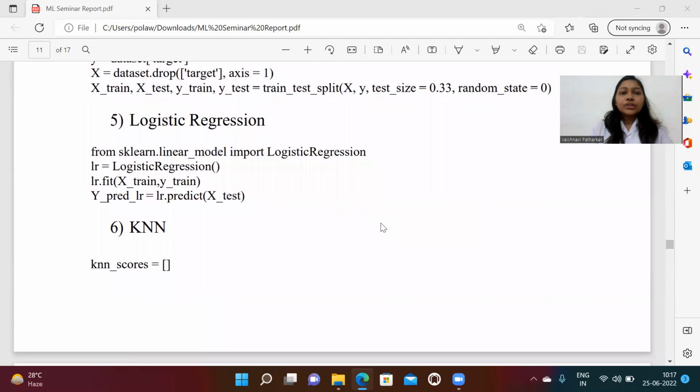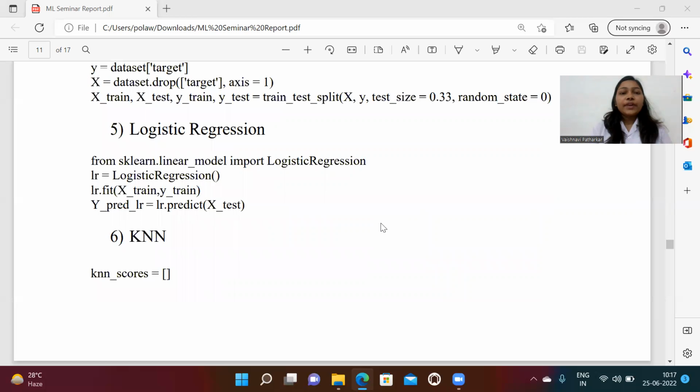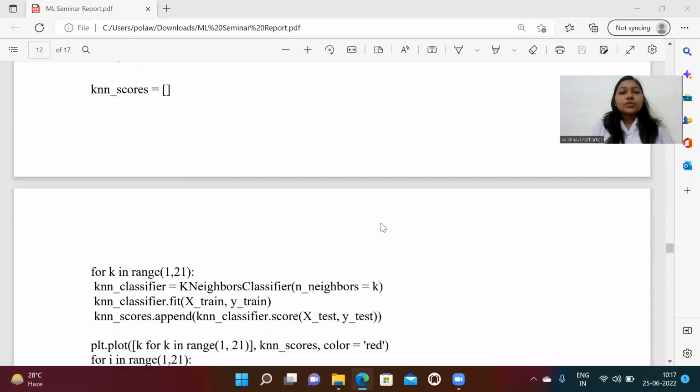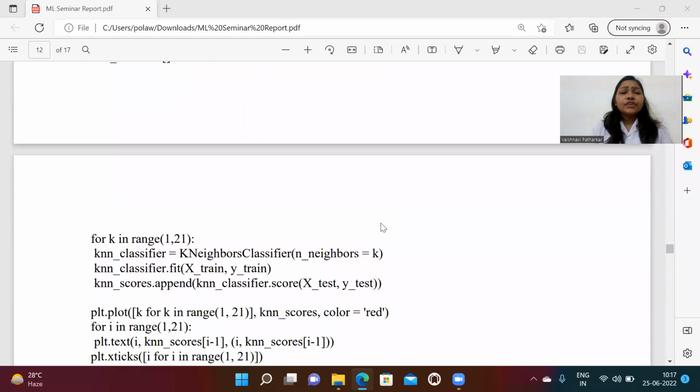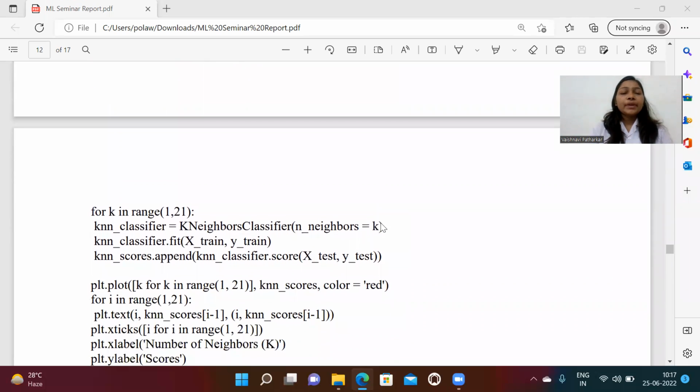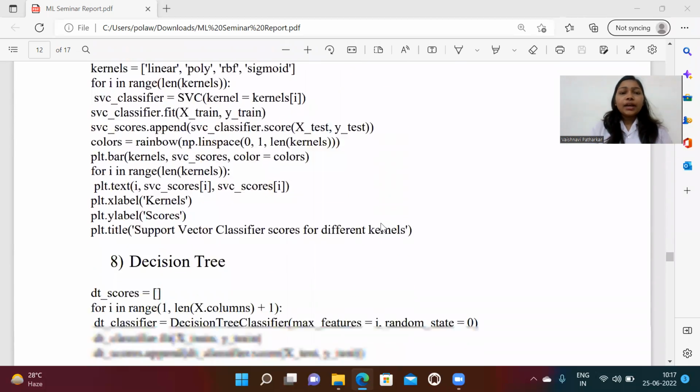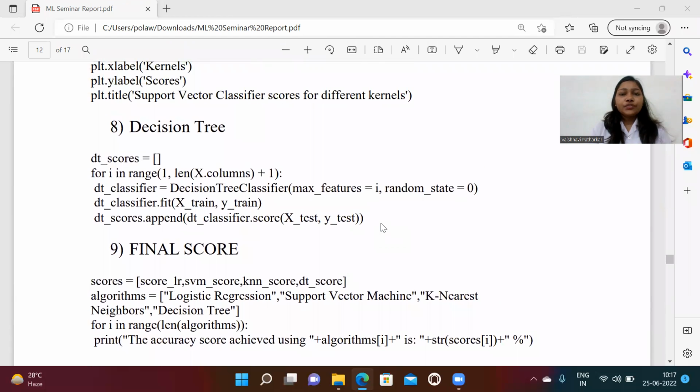Then next one is logistic regression. So first we try a logistic regression algorithm. In this, we use the logistic regression algorithm on our dataset. Then next one is KNN. So next we will try to implement KNN. Then SVM, and the last one is decision tree.